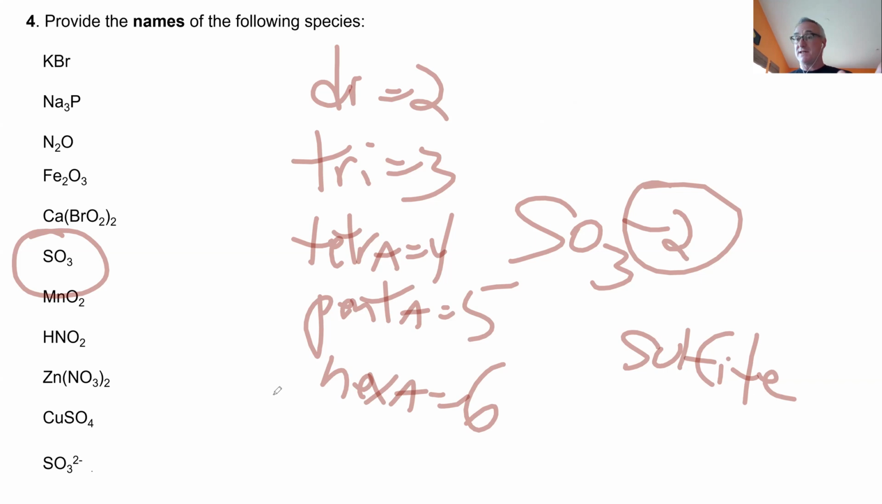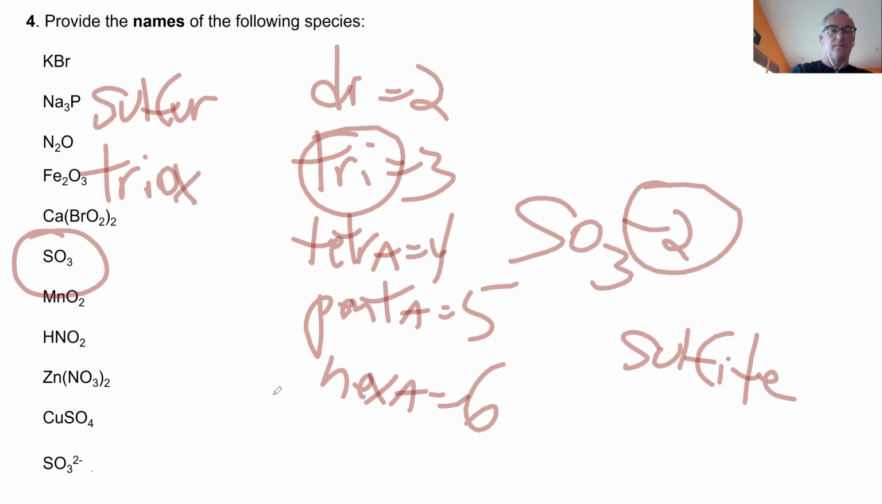So we just say sulfur. We usually leave off the mono if it's the first element. Like we don't say monocarbon monoxide. We just say carbon monoxide. So we call it sulfur, and if we don't have anything in front of it, that just means 1. And then we put the tri on it because there's 3 oxygens. So yes, sulfur trioxide.